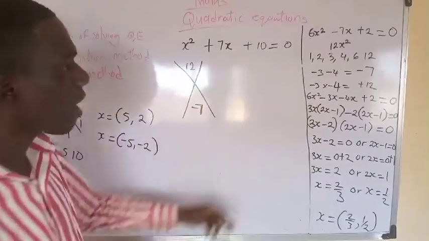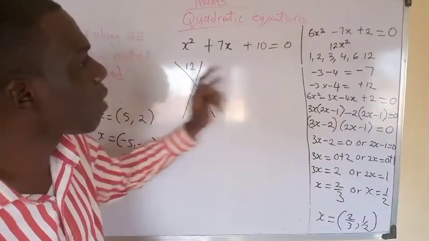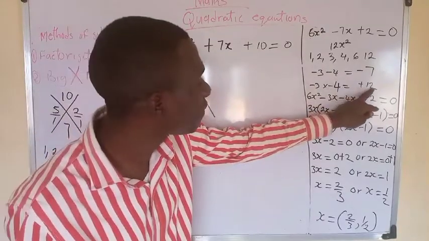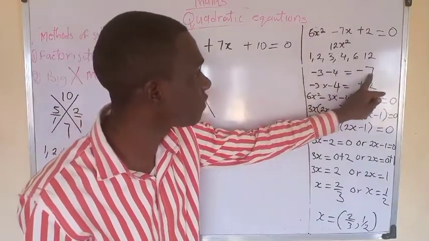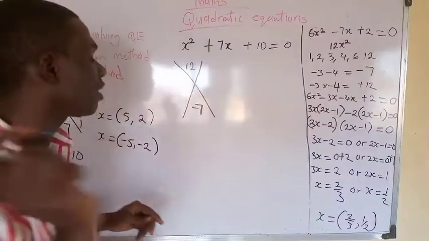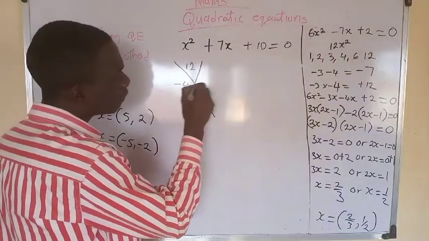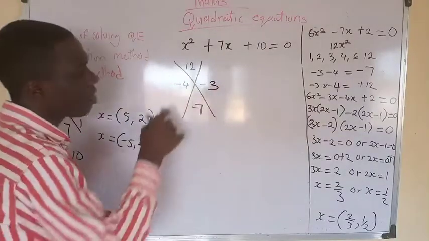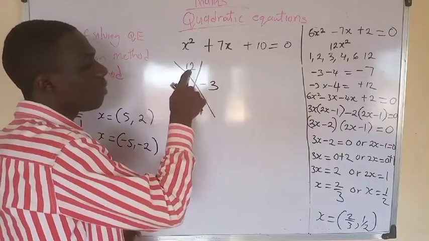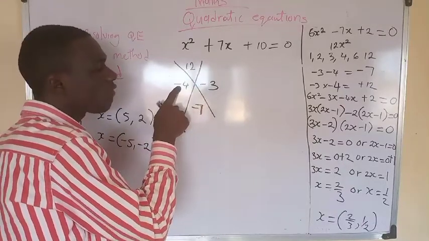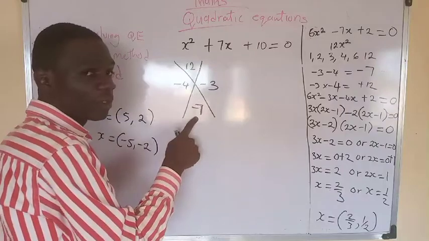Now remember, we have to look for two factors of 12 that when we multiply them, we get 12, and when we add or subtract them, we get 7. And in our previous class, we saw that those two factors are what? Minus 4 and minus 3. Minus 4 times minus 3 is plus 12. Minus 4 minus 3 gives us minus 7.